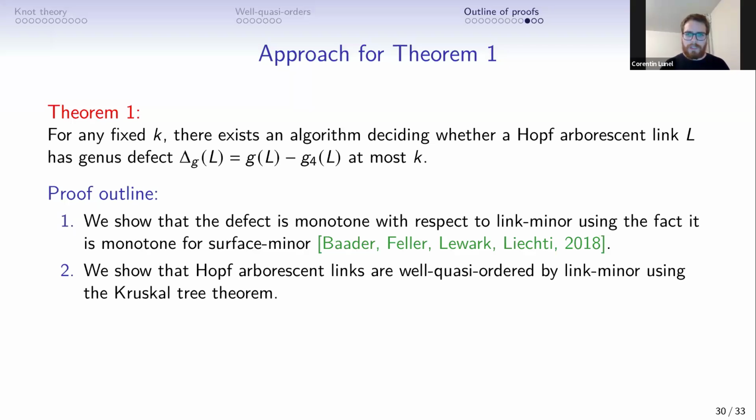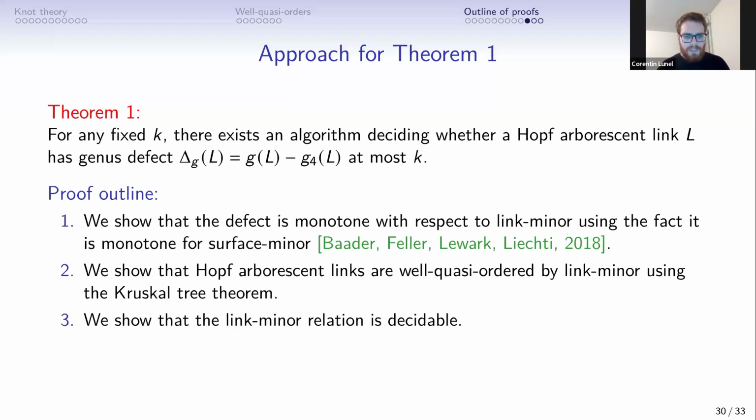Then we use a proof very similar, in fact the same proof as what I just showed you for theorem 2. We just have to consider the boundary in addition to prove that Hopf arborescent links are well quasi-ordered by link minor. So you take your link, you take the trees associated to them, you look at the surfaces, you cut, and then you notice that the surface you obtain after cutting still gives you the original link, and that's all.